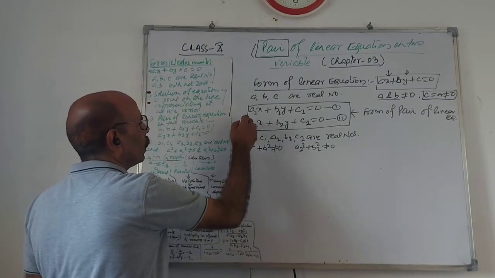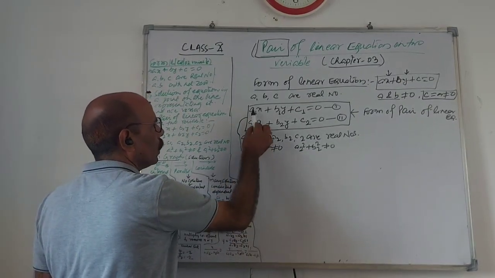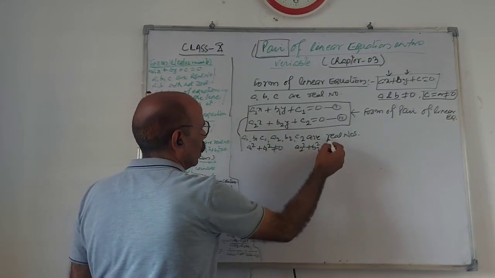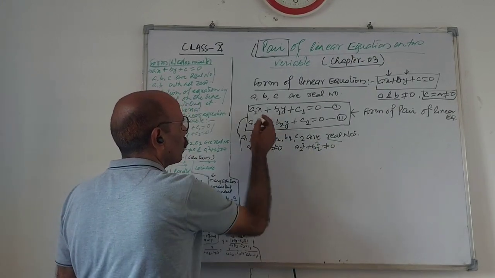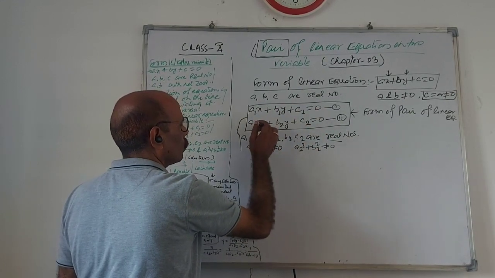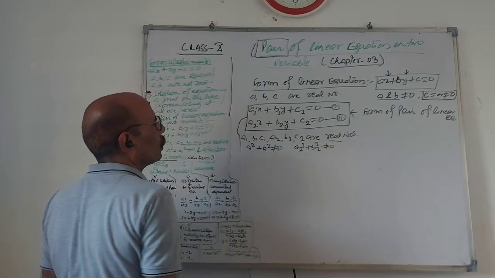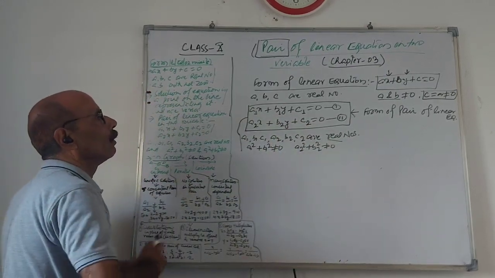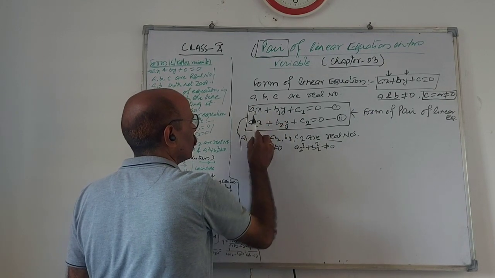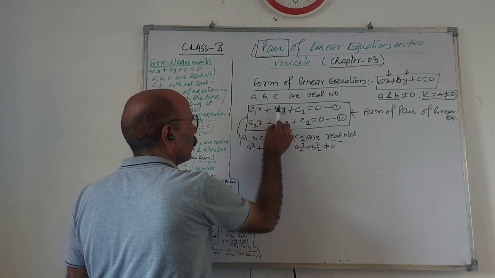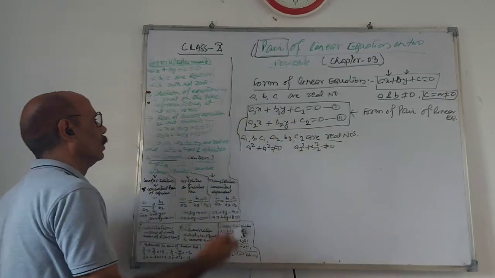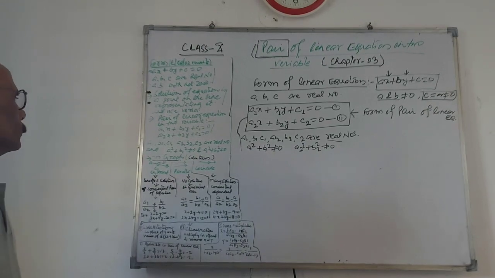Okay, in the pair of linear equations, both types of A, B, C are real numbers, and A1 square plus B1 square not equal to 0, A2 square plus B2 square not equal to 0. Earlier we have discussed that A and B, either A1 B1 or A2 B2, will not both be 0 at a time. Already discussed. Okay.